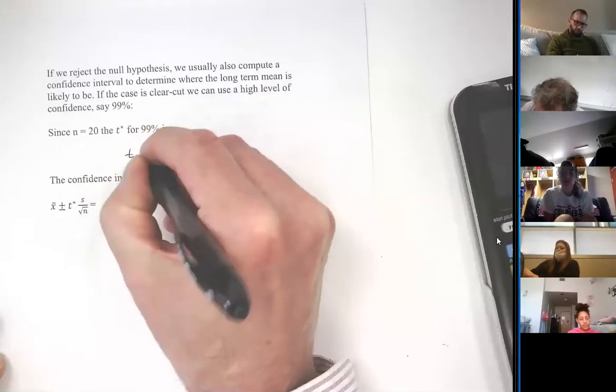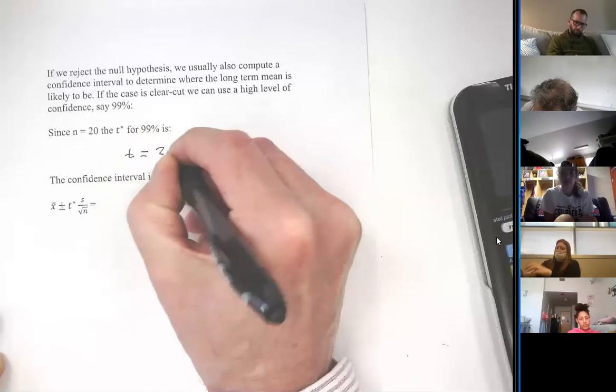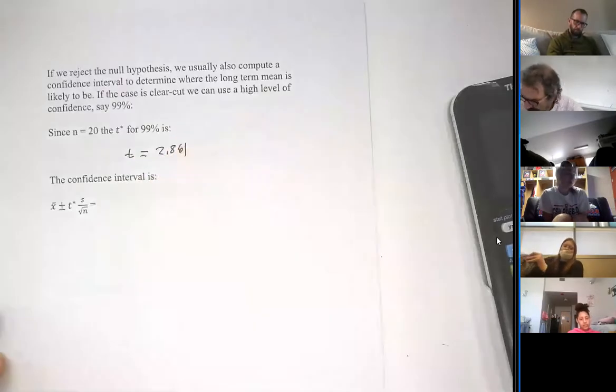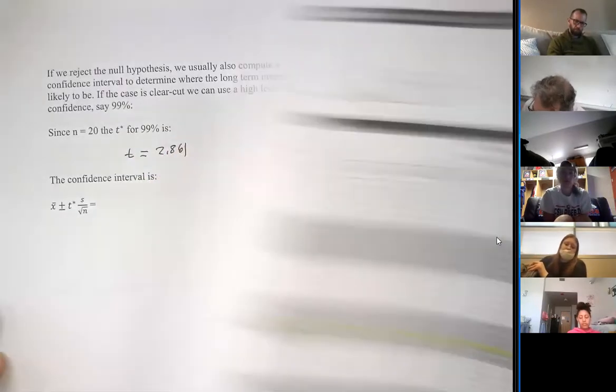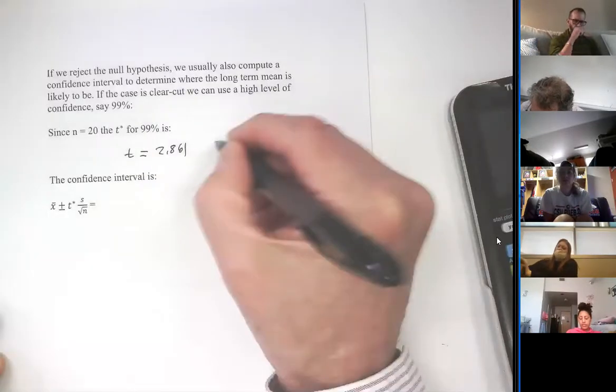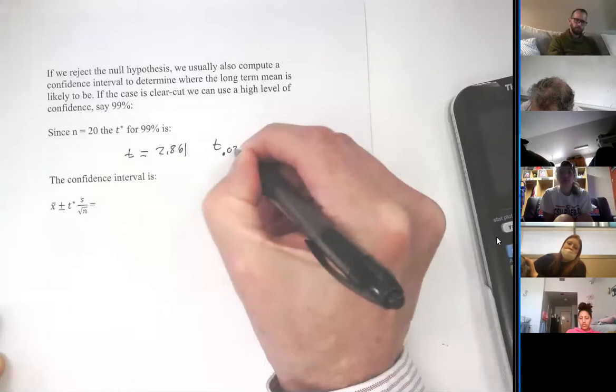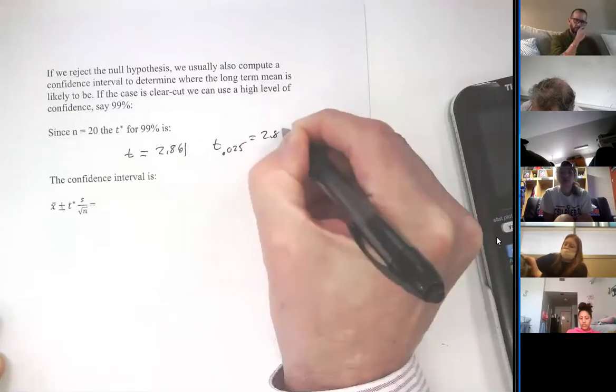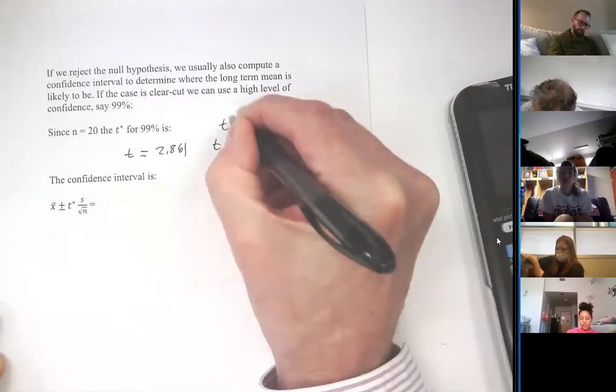T is 2.861. We said that. And we could write it, we could write it t.005 is 2.861 if we wanted to. Sometimes people write t star for critical value. Either way.